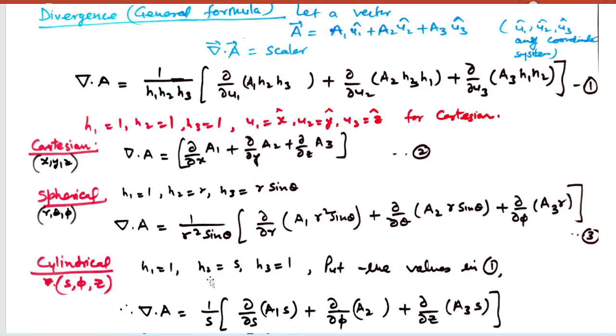r. Similarly, in the cylindrical case, h1 equal to 1, h2 equal to s, h3 equal to 1. So we have 1 upon h1 h2 h3, which means 1 upon s, del by del s of A1 s, plus del by del phi of A2, plus del by del z of A3 s. So this is how we can find out the divergence of a vector function in different coordinate systems, and this is the general formula which we can remember, and the coefficients.